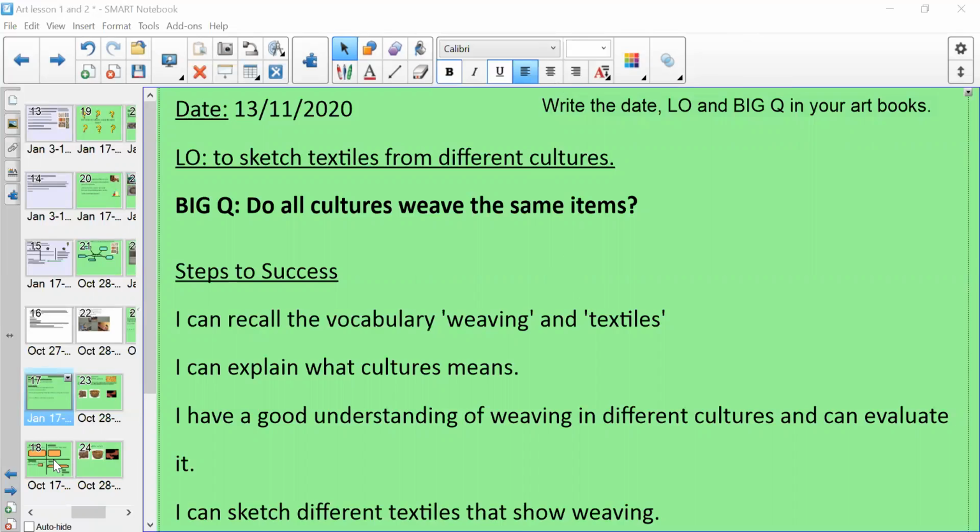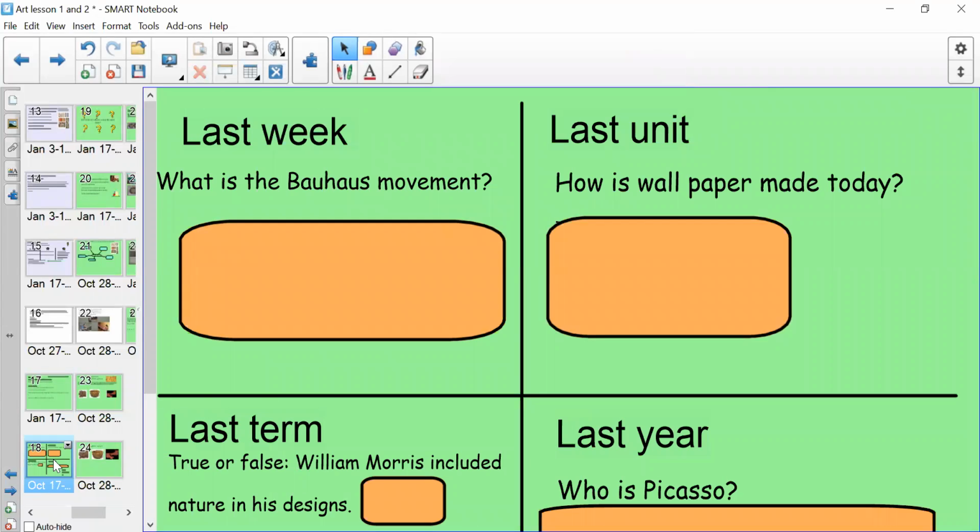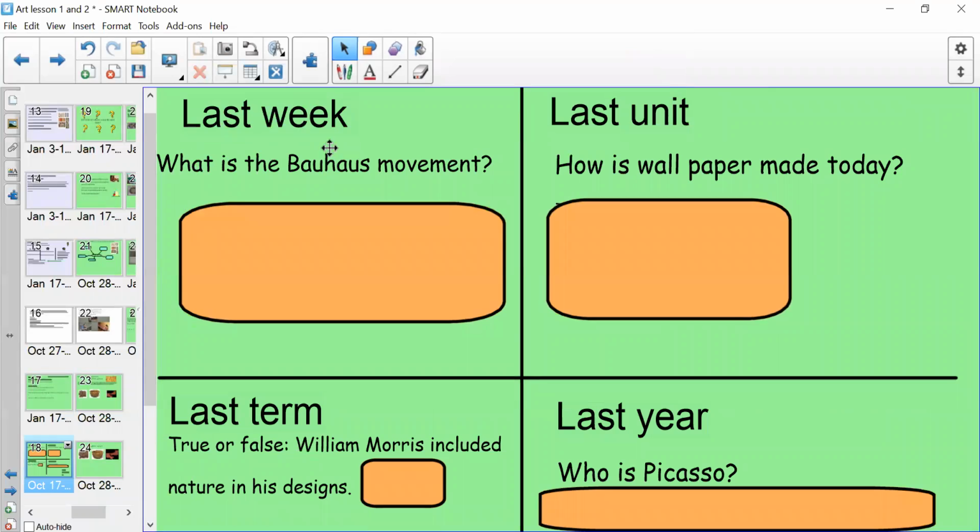Okay, so we'll first do our just checking grid. So if you've got a piece of paper, you can draw a small grid in your books and answer the following questions. So last week, we learned about the Bauhaus movement. What is that? Last unit, how is wallpaper made today? Last term, true or false? William Morris included nature in his designs. And then last year in year 3, who is Picasso? Okay, so have a go at those answers.